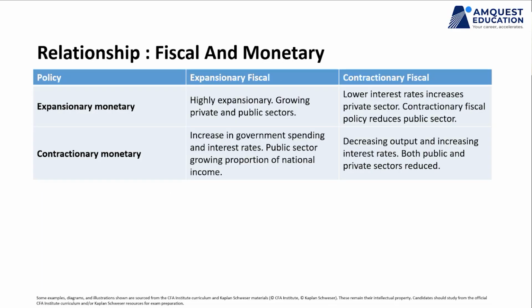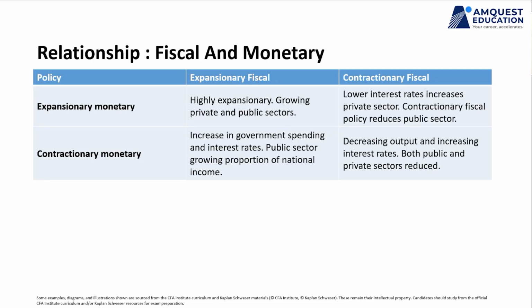So here the relation, this is very critical now. Understand this very carefully. Relationship between fiscal and monetary. Expansionary policy means what? Expansionary monetary means there's more money supply, and expansionary fiscal means there is more government spending. So what will happen? If both are expansionary, both will increase. Highly expansionary. Sectors will grow, expenditure and income are growing, and money supply will also improve, right?